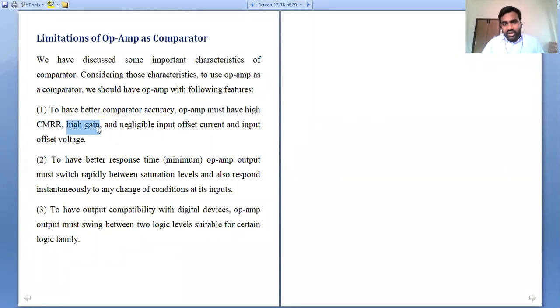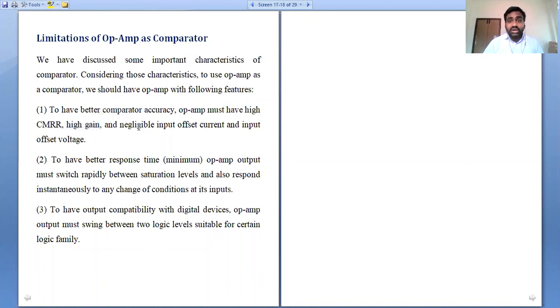Right, we are having the concept of an open loop system. The comparator is used mostly in open loop condition, and also mostly in a positive feedback condition. In this condition of positive feedback and open loop operation of the operational amplifier, the gain is usually very high. That is not a problem.